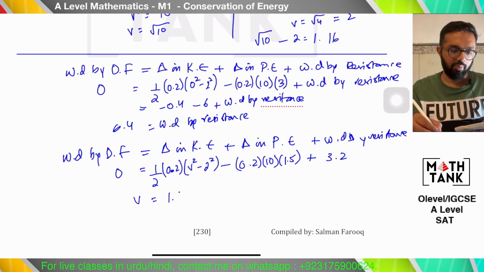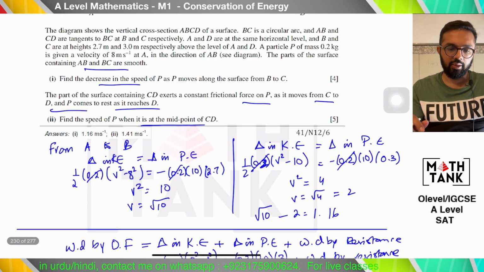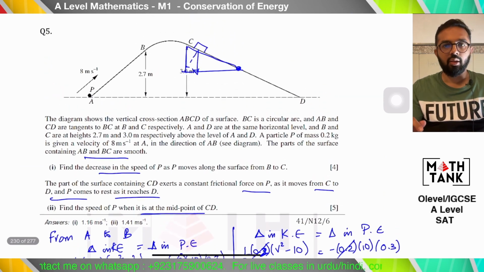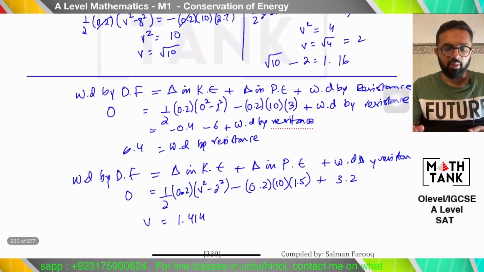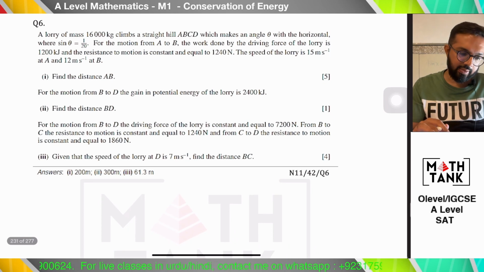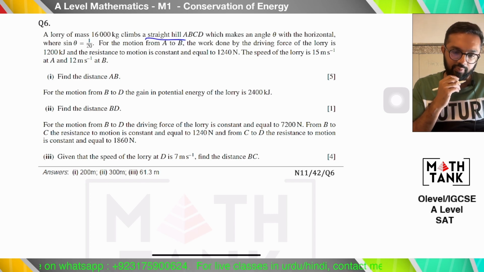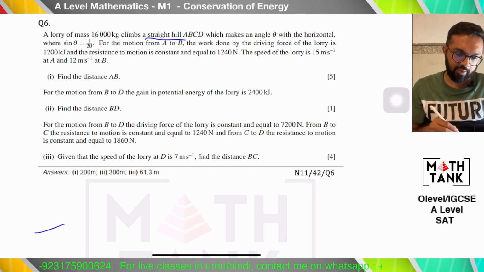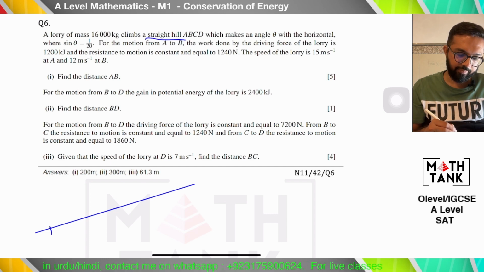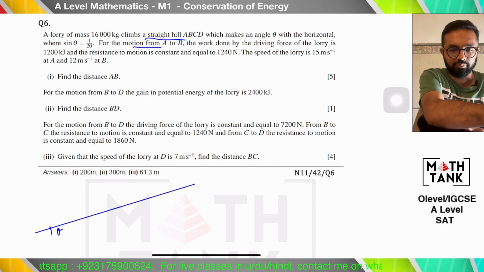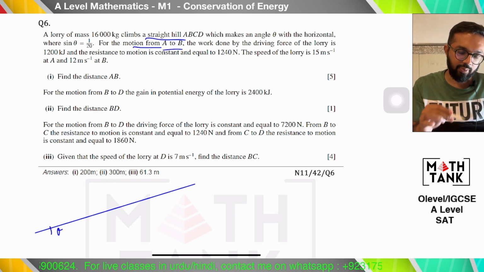Okay, I'm getting 1.414, and I think that's the correct answer. Slightly tricky. Let's go to the next one. It says a lorry of mass 16,000 kg climbs a straight hill ABCD, which makes an angle theta with the horizontal, where sine theta equals 1 over 20. Find the motion from A to B.